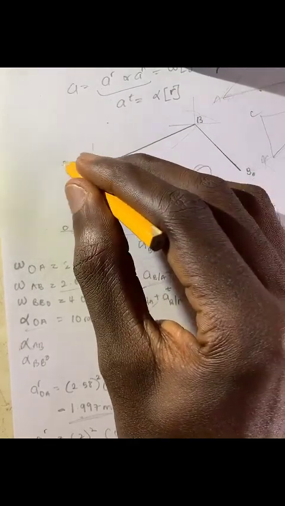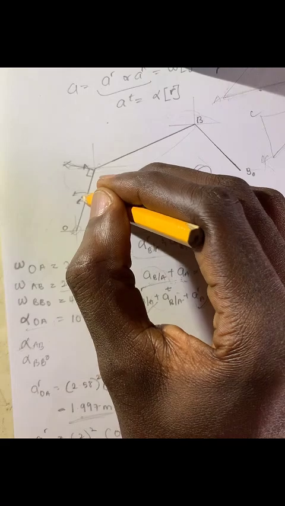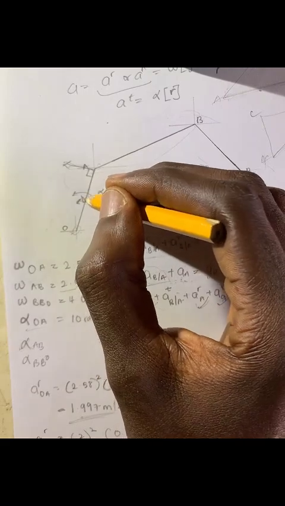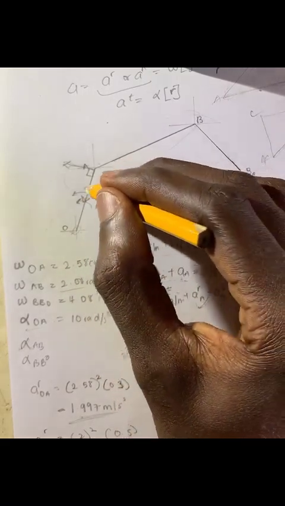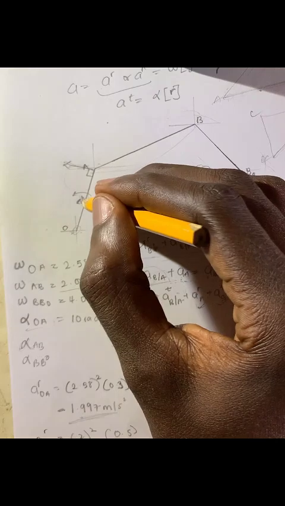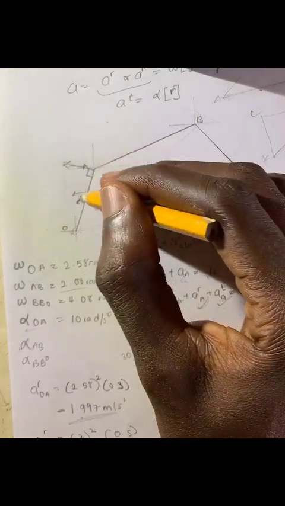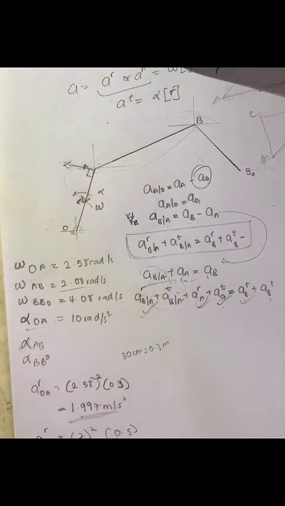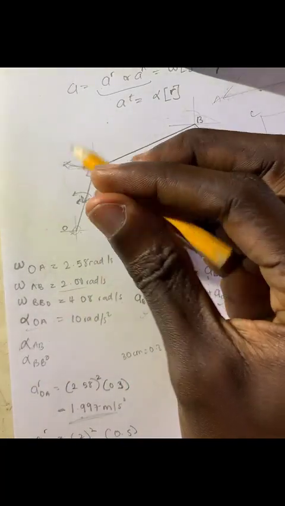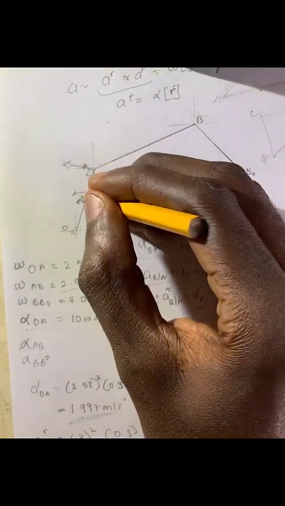Now since it's going this way, the radial will go into the link, but it will be on that link. It cannot go out of the link. It's just like we are saying centrifugal force. There's a force that is pulling it into that link, into the direction of the link. So it's going to go into the link.